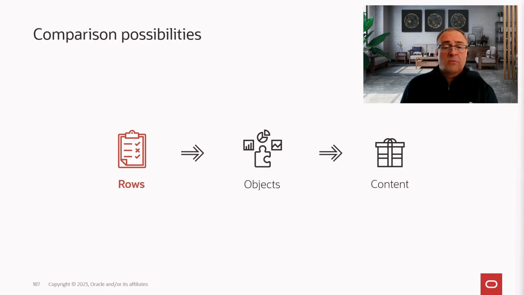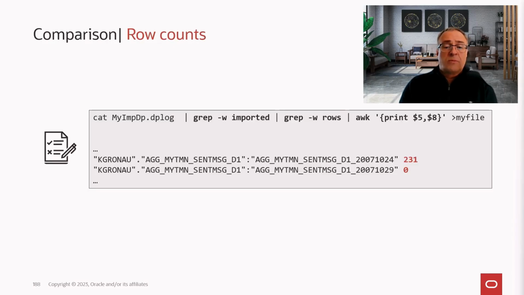Let's check how we can compare rows. For comparing rows from the export and import log file, we can use the Unix commands grep and awk. From the log file with the missing rows, let's extract with grep and awk the lines containing how many rows it handled, here marked in red.